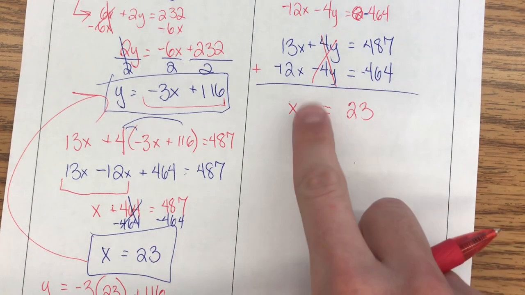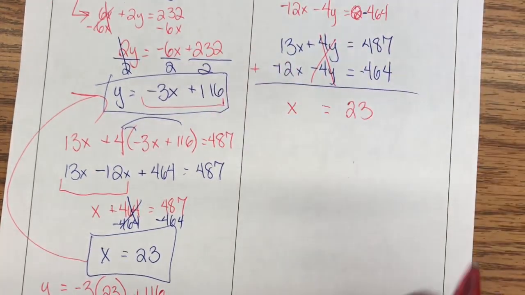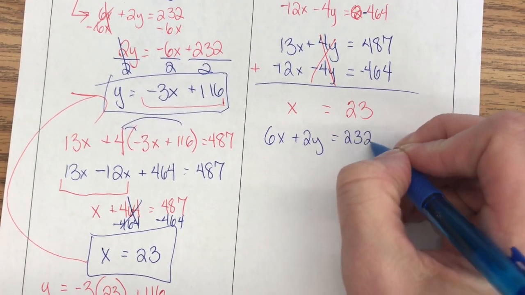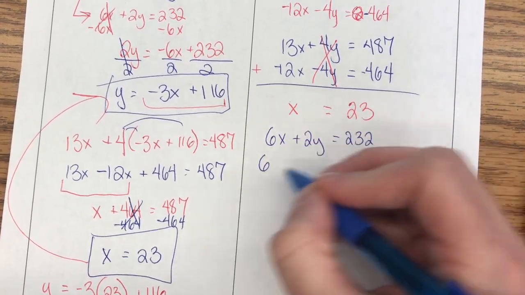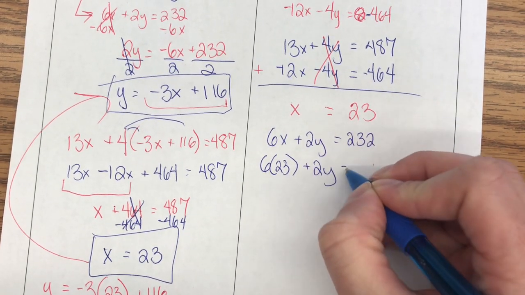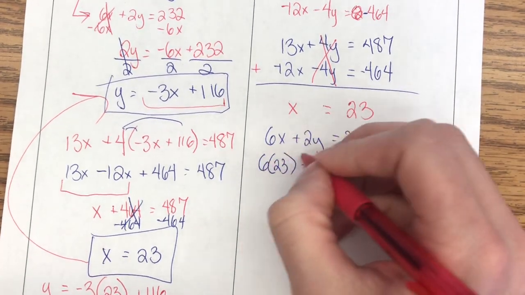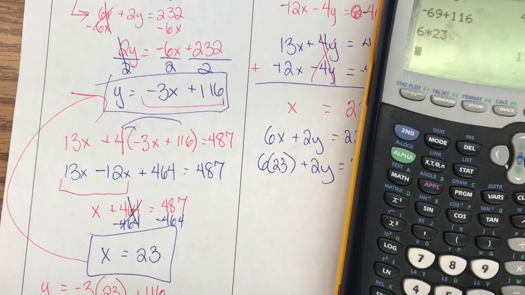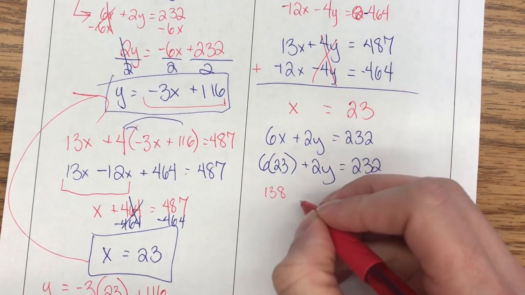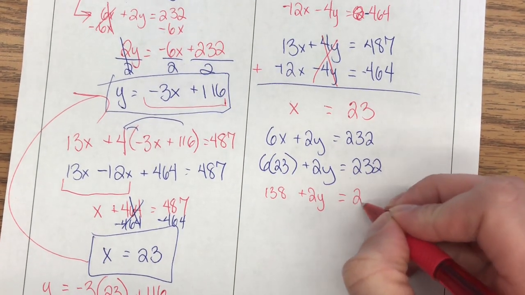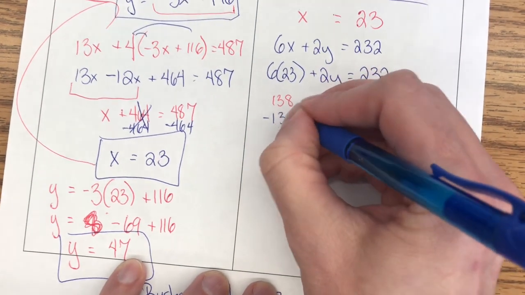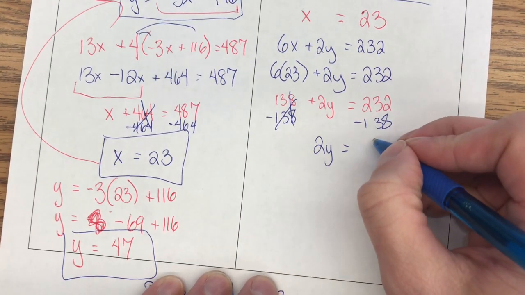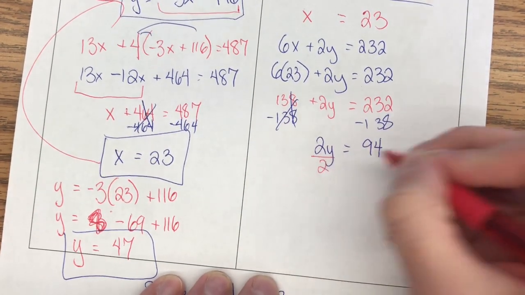Looks familiar. Now if I have X, I need to plug it into one of the original equations to find Y, so let's plug it into the bottom. I'm going to rewrite that bottom equation, 6X plus 2Y equals 232. I now know that X is 23, so I'm going to replace X with 23, plus 2Y equals 232. Multiply these guys together. 6 times 23, I don't want to risk it, 138 plus 2Y equals 232. Subtract 138 from both sides. 2Y equals 94.